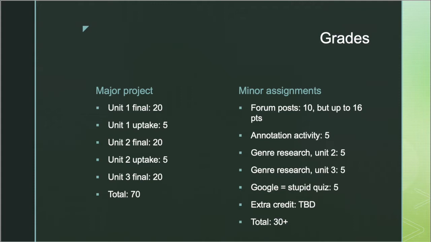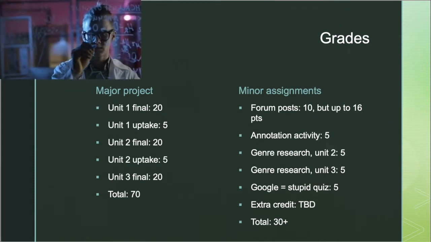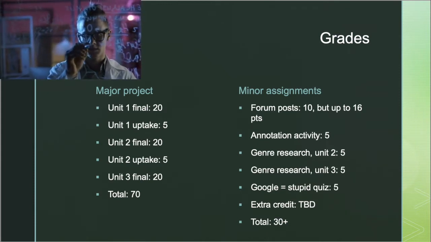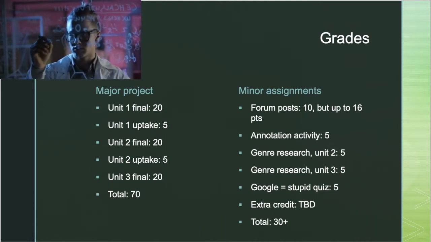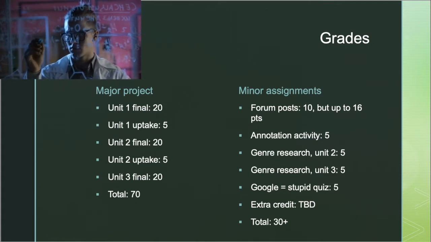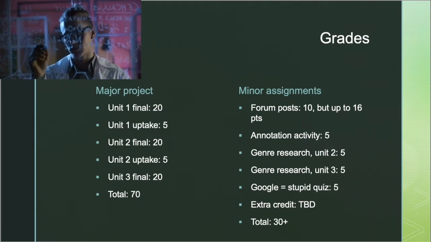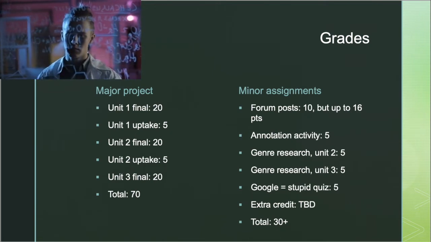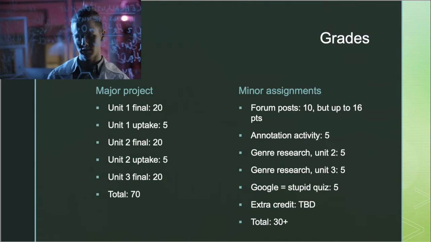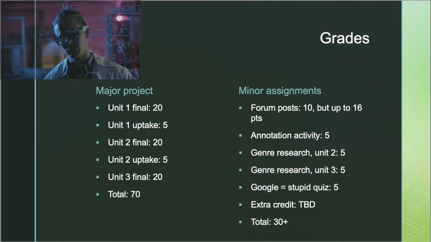In terms of the grades, it's broken down into major projects and minor assignments just to keep things simple. So the major projects are your 3 unit projects. Those are all worth 20 points apiece, so that's 60% of your grade. And there's uptake for Unit 1 and 2. Both of those were worth 5 points, 5% of your grade. There's not going to be a Unit 3 uptake just because of how the semester works. Our project's going to be due essentially the day before final exam starts, so there's not really time to give you an opportunity to reflect and do the kind of metacognitive work that the uptake assignments are after. So no uptake for Unit 3. So that's 70% of your grade.